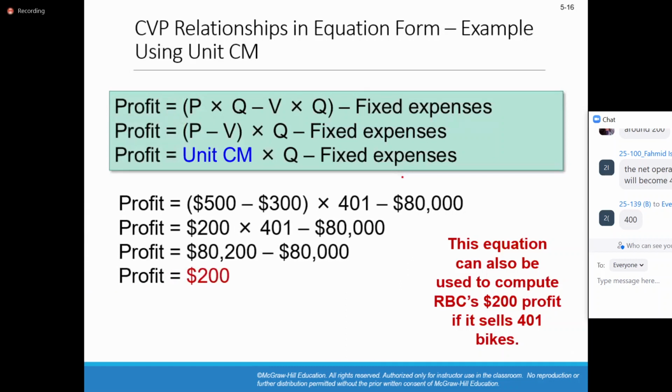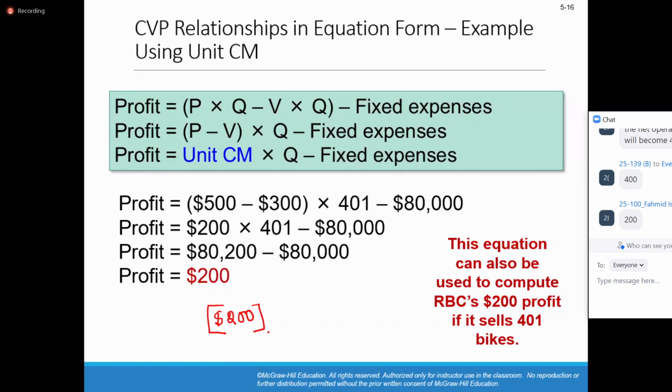Now, you probably can recall that I was saying that over the 400 break-even point, if we sell 401 units of bicycle, what would be our profit? So what can we do? Using the unit contribution margin, we can calculate this. How can we calculate this? What was our unit contribution margin? Our unit contribution margin was $200. So this is this amount.